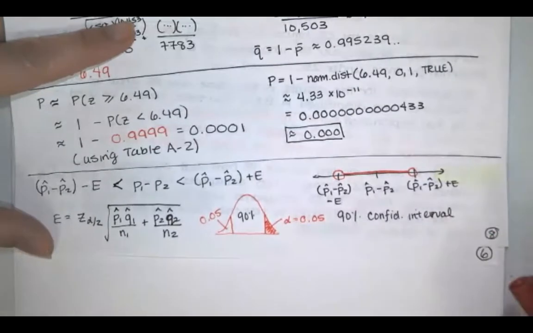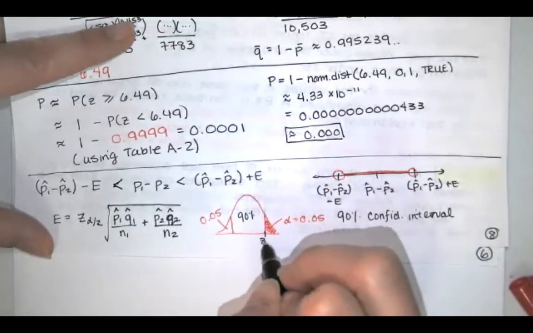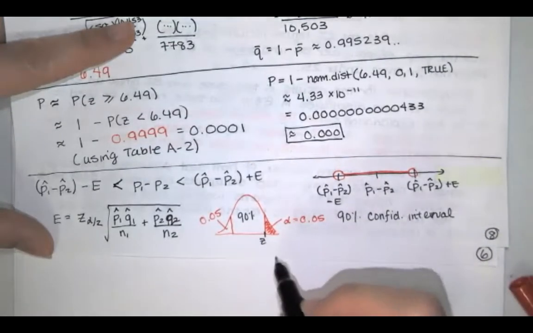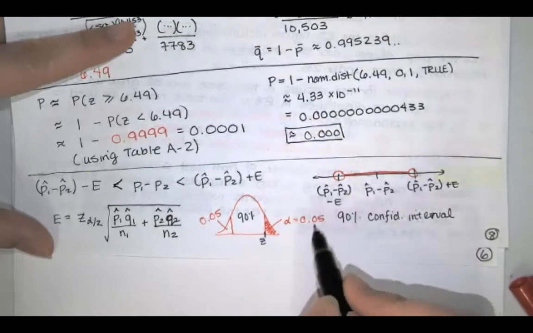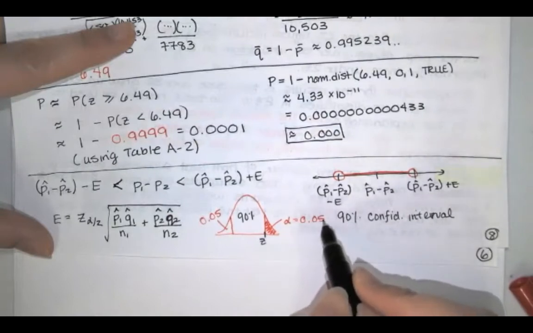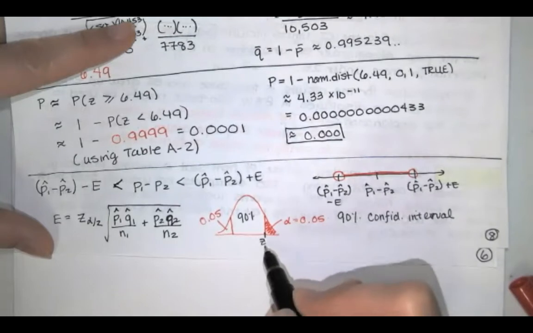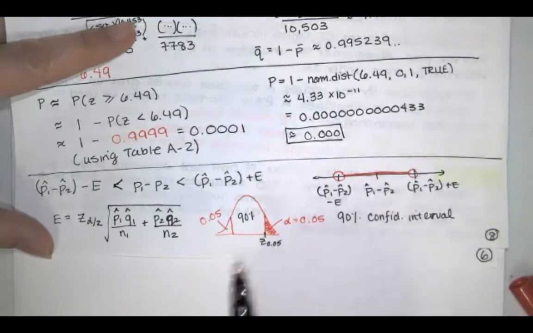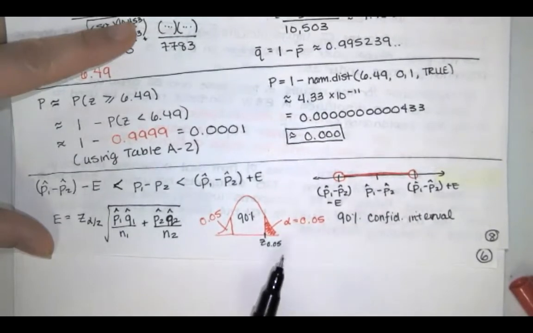Or we're computing a confidence interval at the 90% confidence level. And Z sub alpha over 2 is this Z score. So it's actually not Z sub 0.05 divided by 2. It's actually Z sub 0.05 because it was a right-tailed test. The area to the right is 0.05.